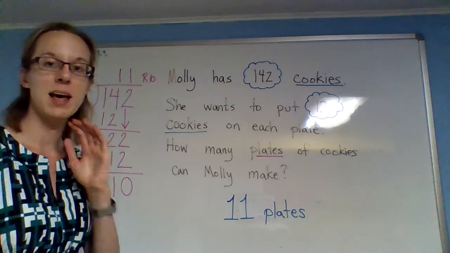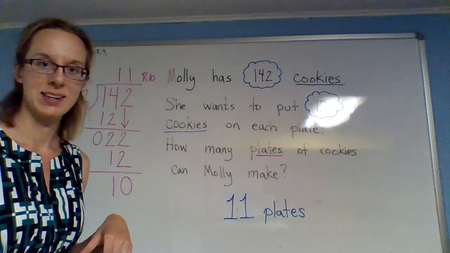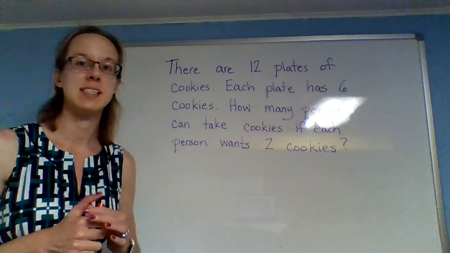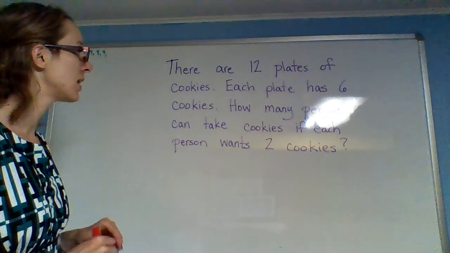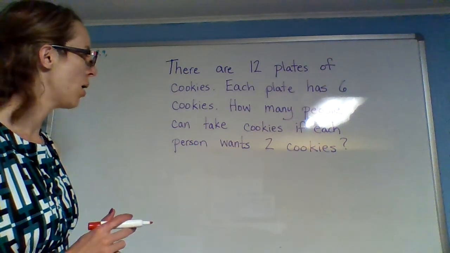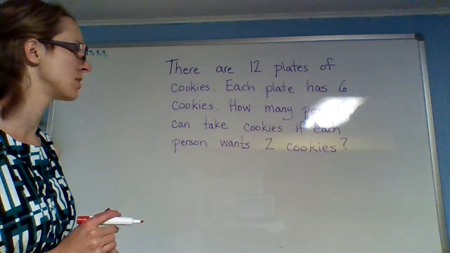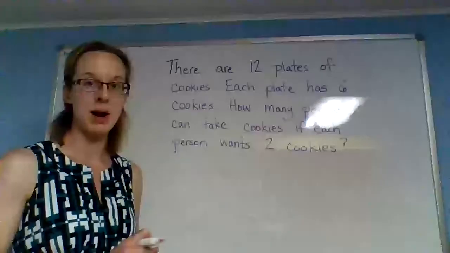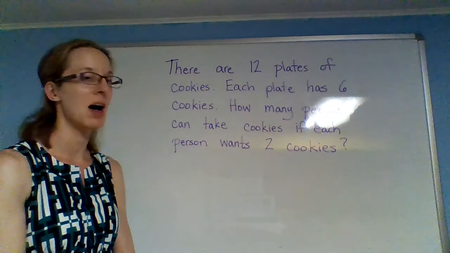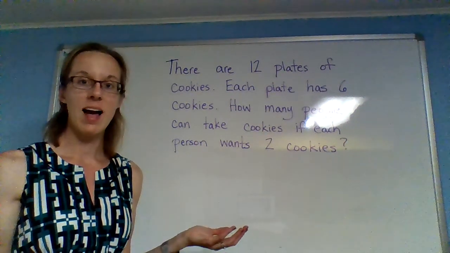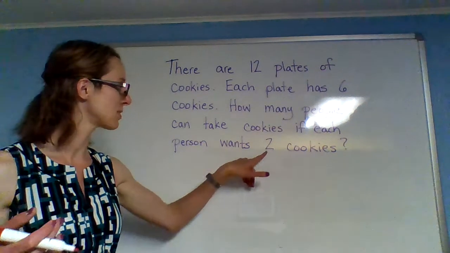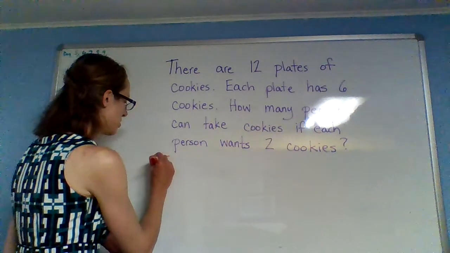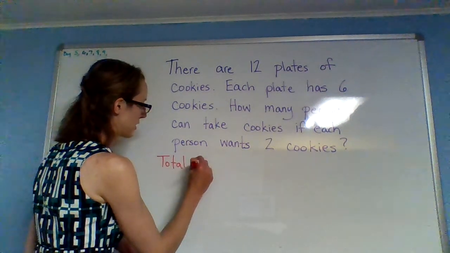I'm going to pause for just a minute and put up a new word problem. I'll be right back. Okay, I kept the cookie theme going for our next question. The next question says this: there are 12 plates of cookies. Each plate has 6 cookies. How many people can take cookies if each person wants 2 cookies? This is a multi-step word problem because I first need to think about how many cookies I have all together, and then I need to think about, okay, so if each person takes 2, how many people does that mean get to have cookies? So the first part that I'm going to think about is my total cookie count.